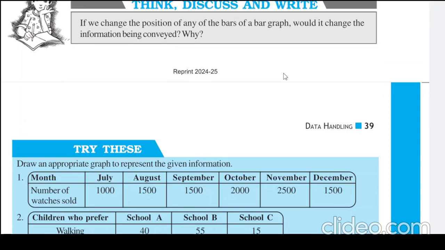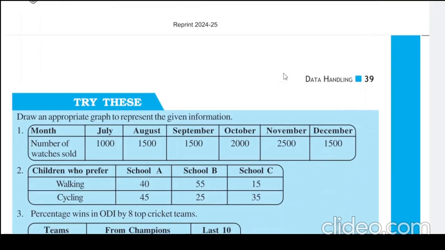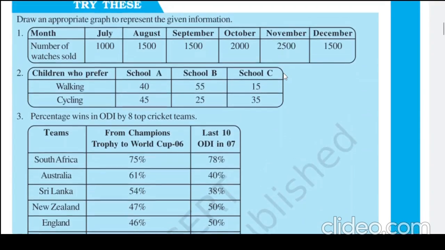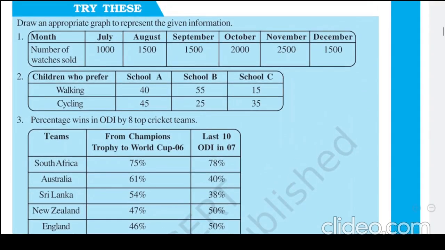Definitely, the position of the bar will affect the information being conveyed. Now, next we have to try something. Draw an appropriate graph to represent the given information. So, you have to show the below information in the form of graphs. The information, what is the information?